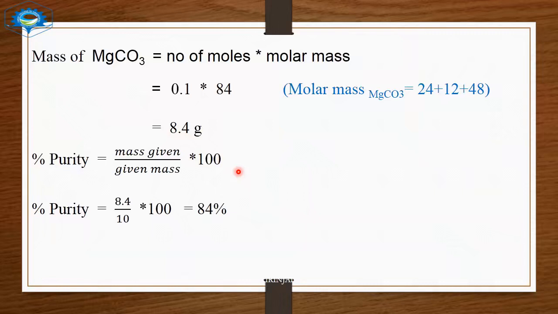So this problem is done in 3 steps. First, find the number of moles of magnesium carbonate using the number of moles of magnesium oxide. Second step, find the mass of magnesium carbonate. Then from the mass of magnesium carbonate, in the third step, find the percentage of purity using the equation mass found divided by given mass. The given mass is from our problem.